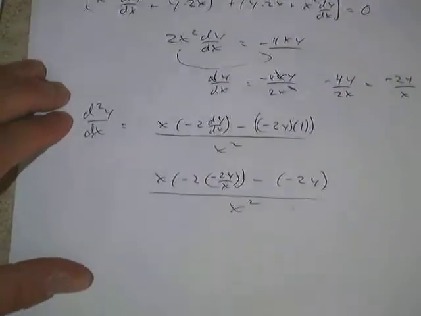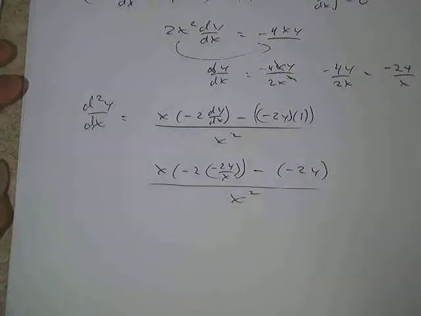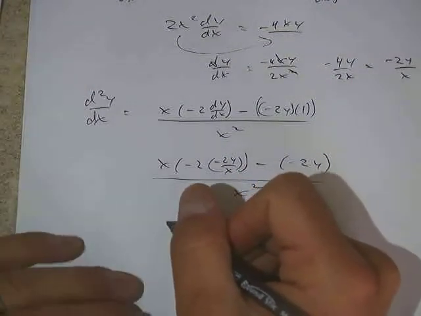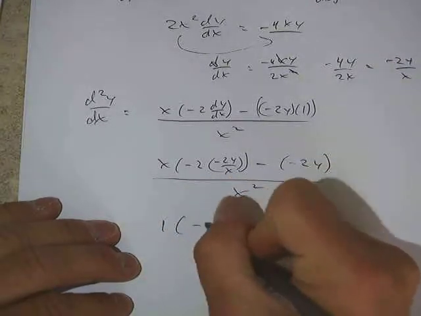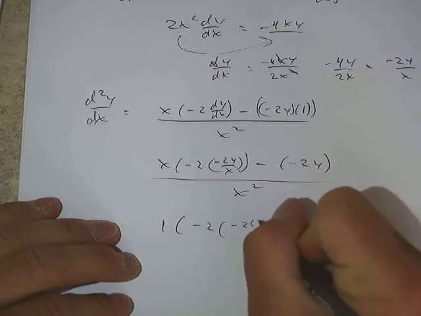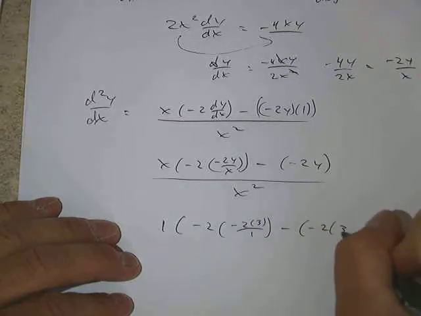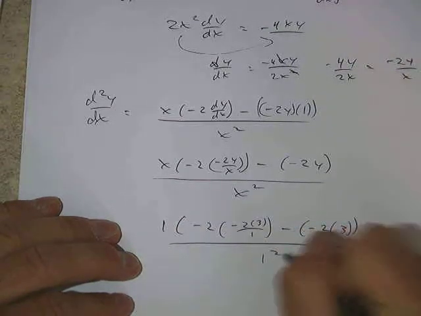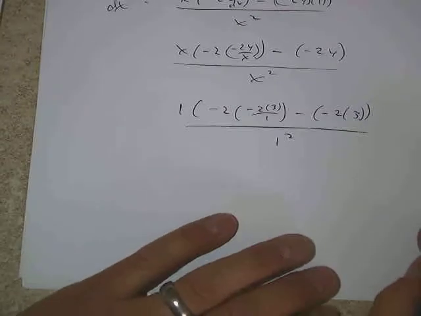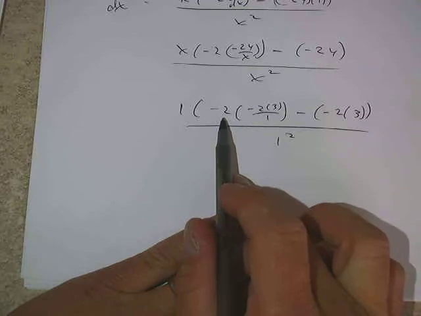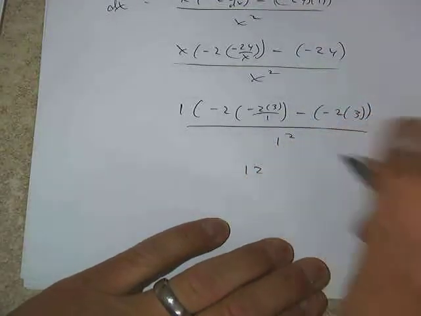And then here's where we need to, anytime we've done implicit differentiation and found the second derivative, that dy/dx right there needs to get replaced with what dy/dx is equal to, found in the first part of the problem. So we get x, negative 2 times negative 2y over x, minus negative 2y in here, over x squared. And you can simplify this if you want to. Ultimately, we're finding a numerical answer here, but we just need to plug numbers in and do the math.